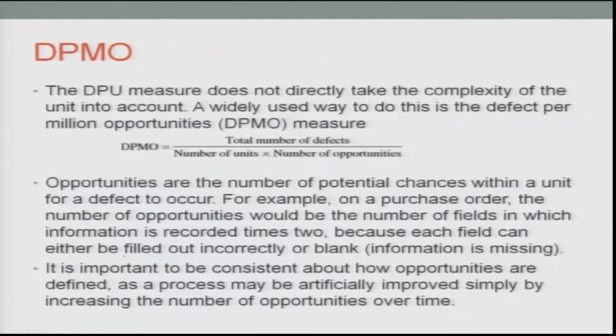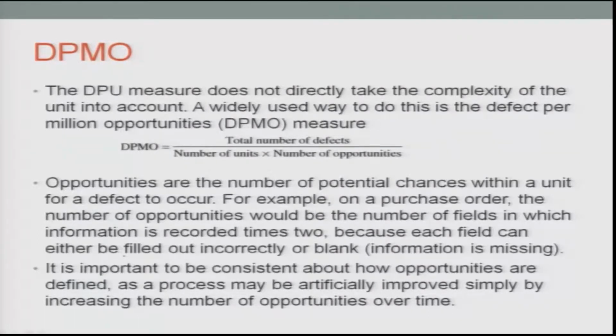So, considering the defects per million opportunities concept, the DPU measurement does not directly take into account the complexity of the unit to be studied. A more widely used measure is the DPMO, which is defects per million opportunities. Very simply, you take the total number of defects and divide it by the total number of units. Now, rather than dividing only by the total number of units, you will also divide by the number of opportunities for such failures to occur.